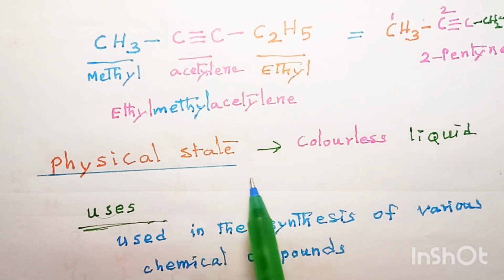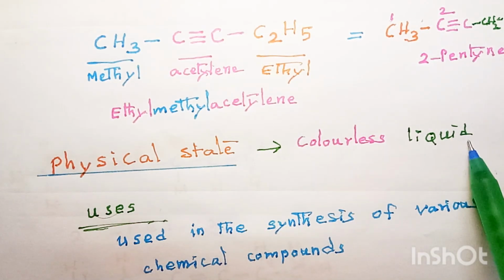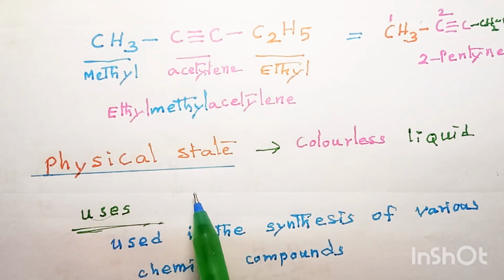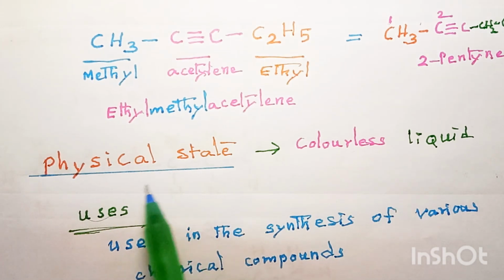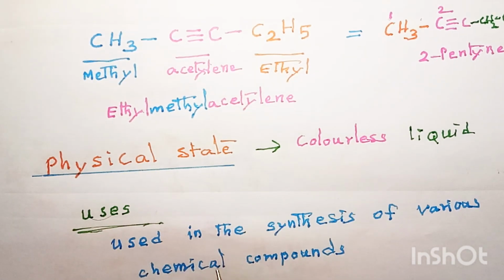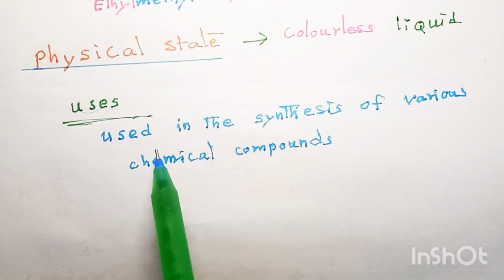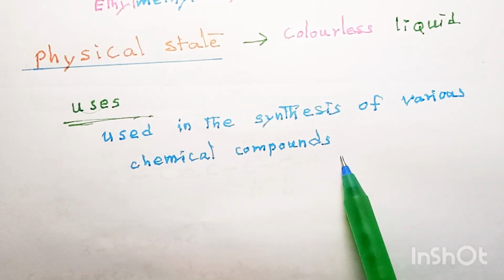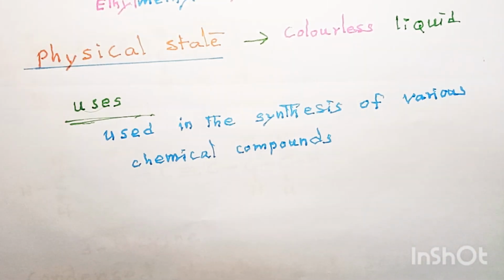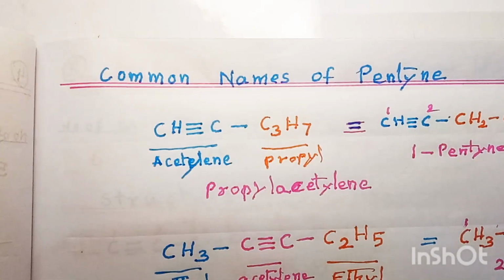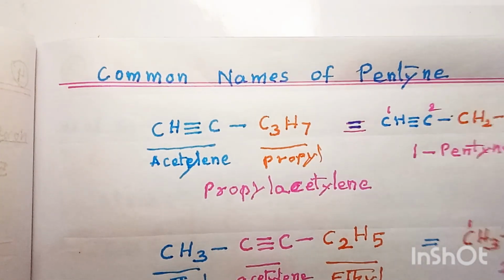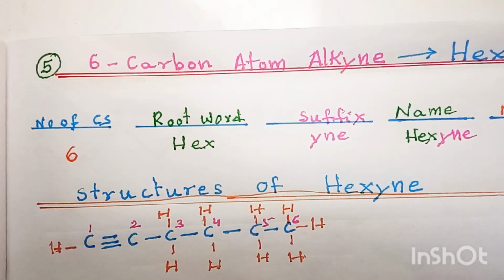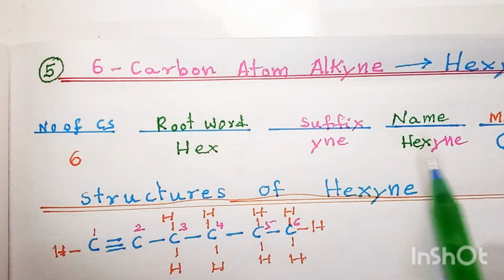Physical state of pentyne: it is a colorless liquid. Up to butyne we have seen gases. Now this is liquid. Uses. Pentyne is used in the synthesis of various chemical compounds. So we have learned the 5-membered alkyne. Now let's see what is the 6-membered alkyne.